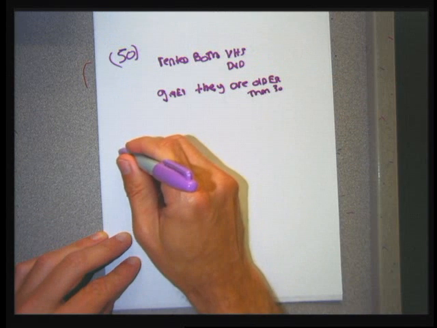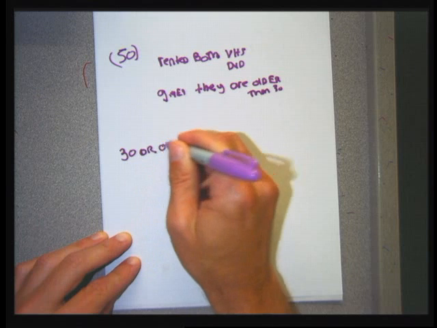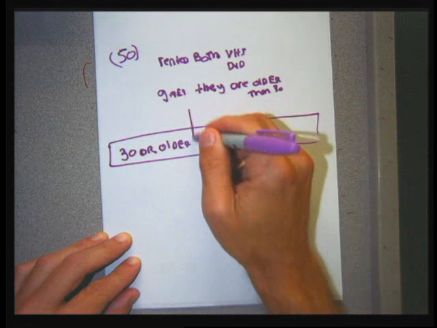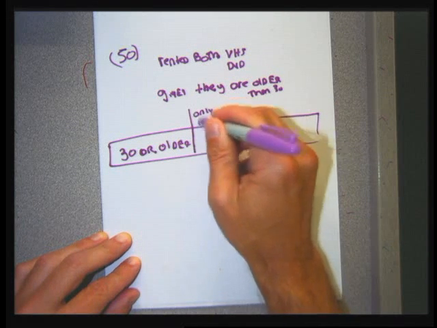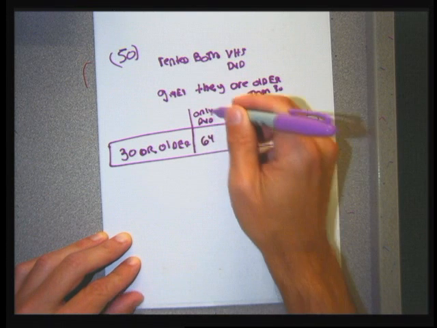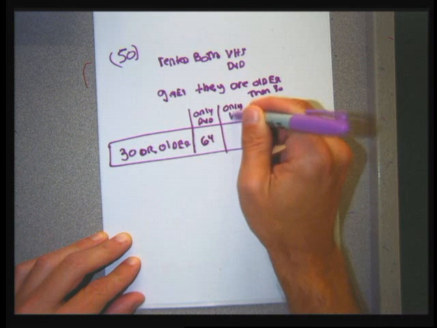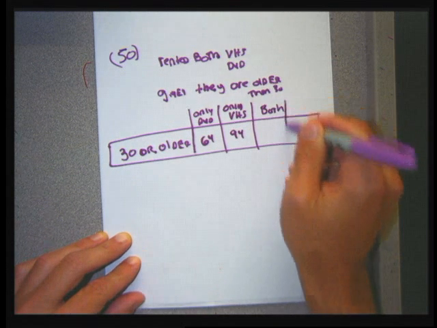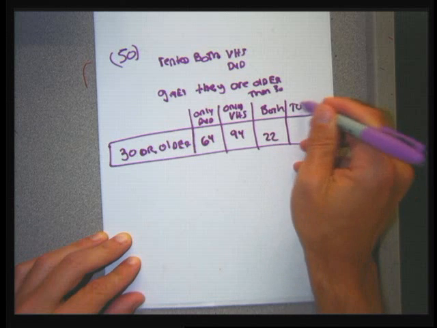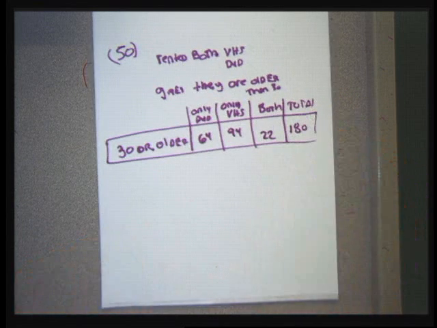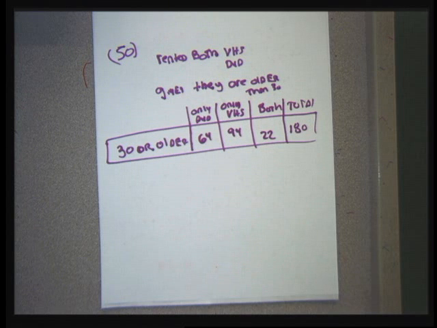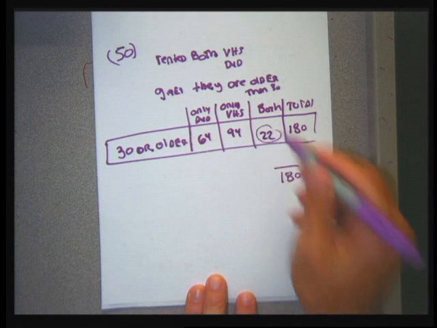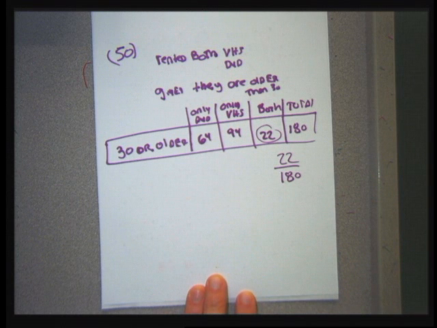So I need to only look at the portion of the table that relates to 30 or older. So we've got only DVDs, there's 64, only videotapes, which I'm going to abbreviate VHS, and there's 94, both, which there's 22, in total there's 180. So this is the portion of the table I'm asked to look at for this. There were 180 people 30 or older that were surveyed, and of the 180, 22 rented both. So the answer to this unsimplified is 22 over 180.